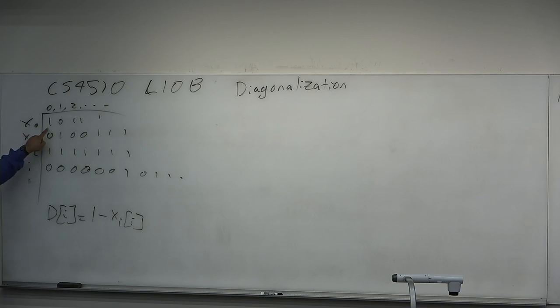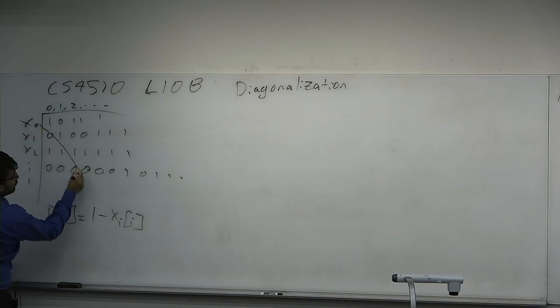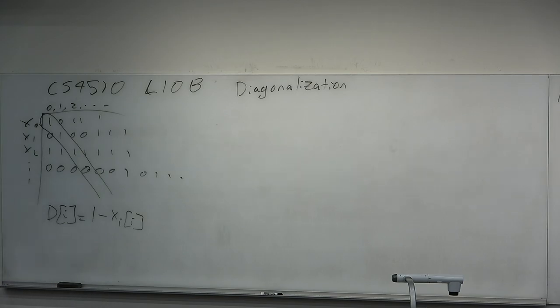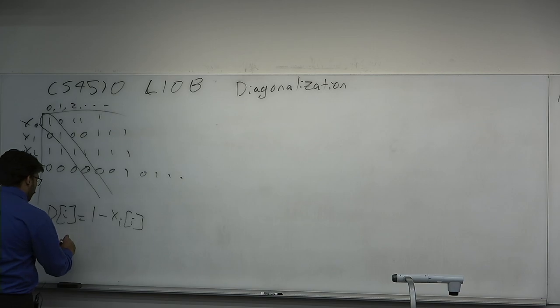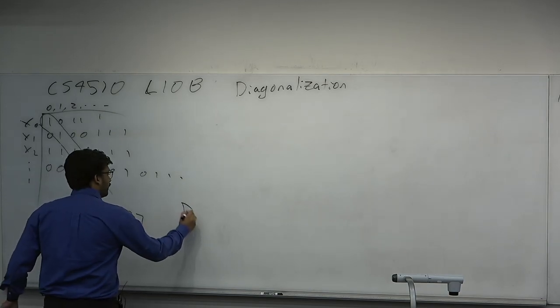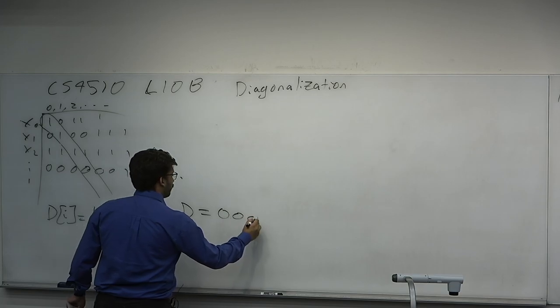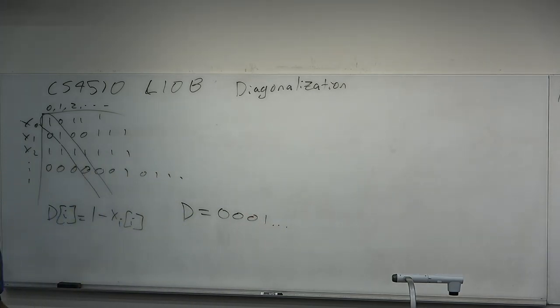This is 0, 0. This is 1, 1. This is 2, 2, right? So when you perform a diagonalization, implicitly there exists a two-dimensional table that associates the elements on the diagonal, such that D is the opposite of each element on the diagonal. So for example, D here would be 0, 0, 0, 1.